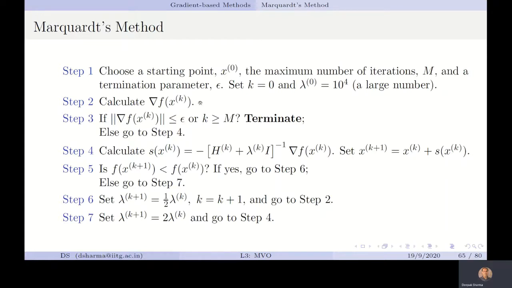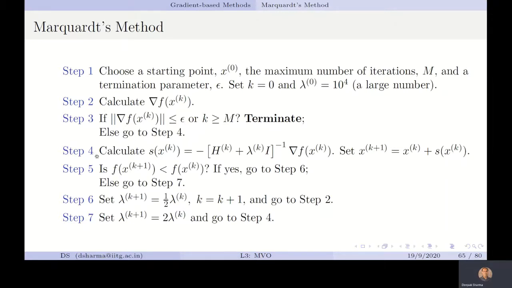In step 2, we calculate the gradient of the function at the point, and then in step 3, we find the norm of this gradient. If this norm is smaller than or equal to epsilon, we should terminate. Or if the number of iterations reaches its maximum number, then we should terminate. If any of the conditions is satisfied, we should terminate. If not, then we go to step number 4.